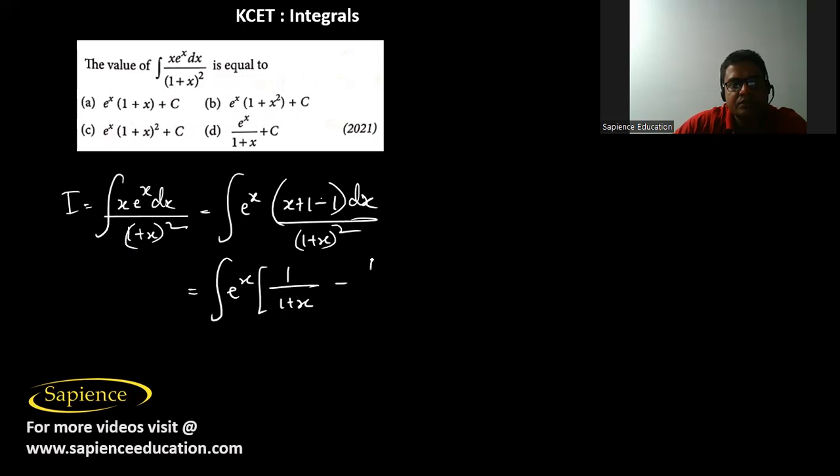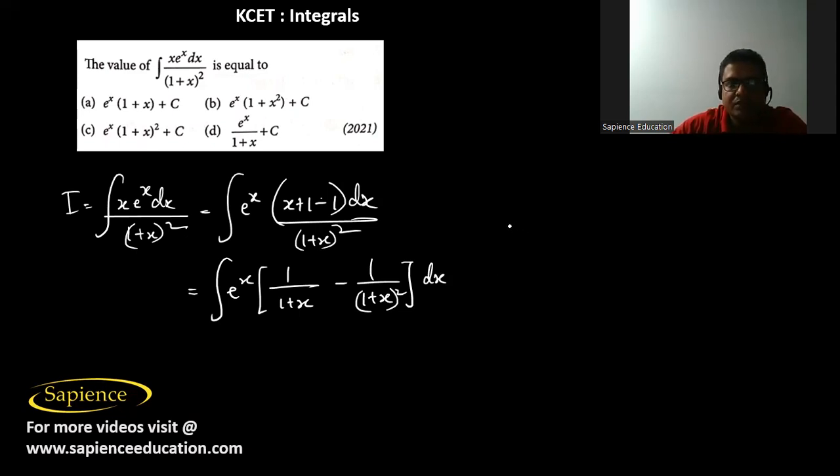Then here it is told to find the value of integral x e power x dx by 1 plus x whole square. Now its integral can be written as integral e power x into x plus 1 minus 1, dx by 1 plus x whole square. So this can also be written as integral e power x into 1 by 1 plus x minus 1 by 1 plus x whole square into dx.